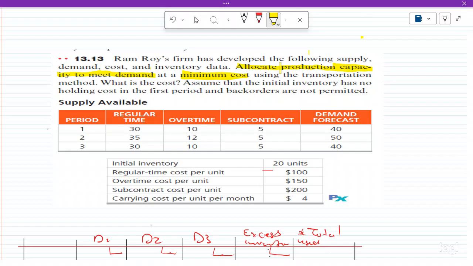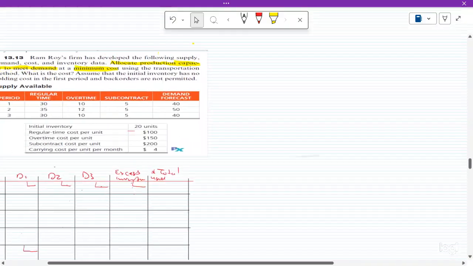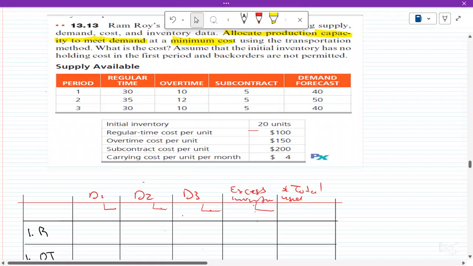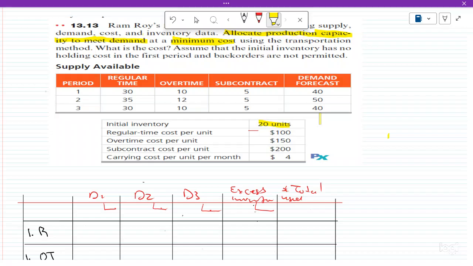What is the cost? Assume that the initial inventory has no holding cost at first period. Back orders are not permitted. So your initial units are how much? 20 in this case. And they are not subject to holding cost. Okay, you saw that part. The initial inventory has no holding cost. Only after utilizing it do you incur some holding cost.